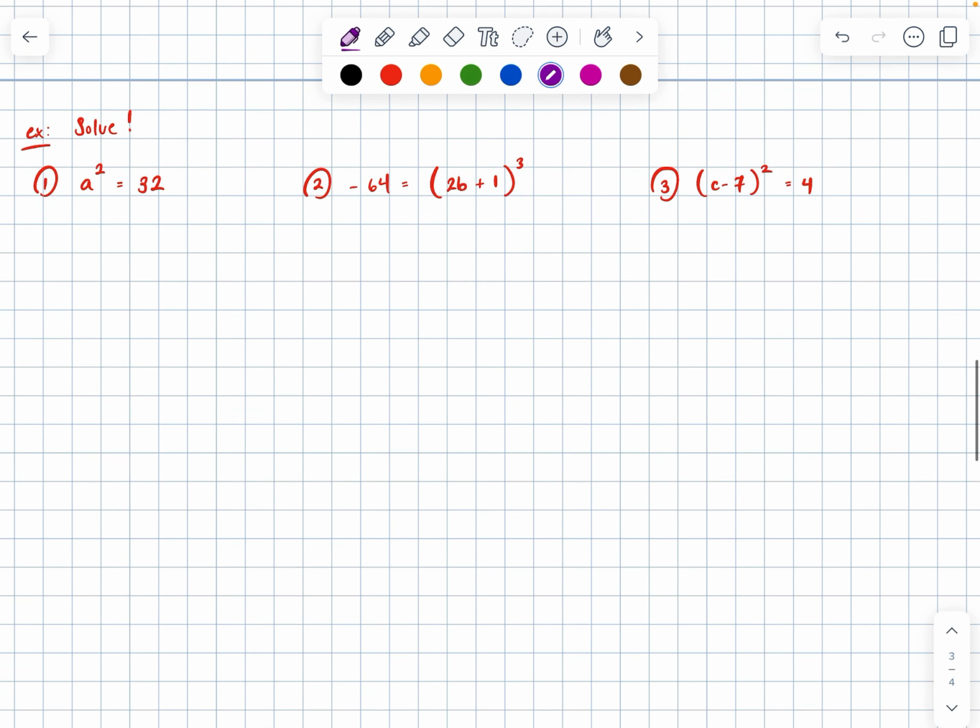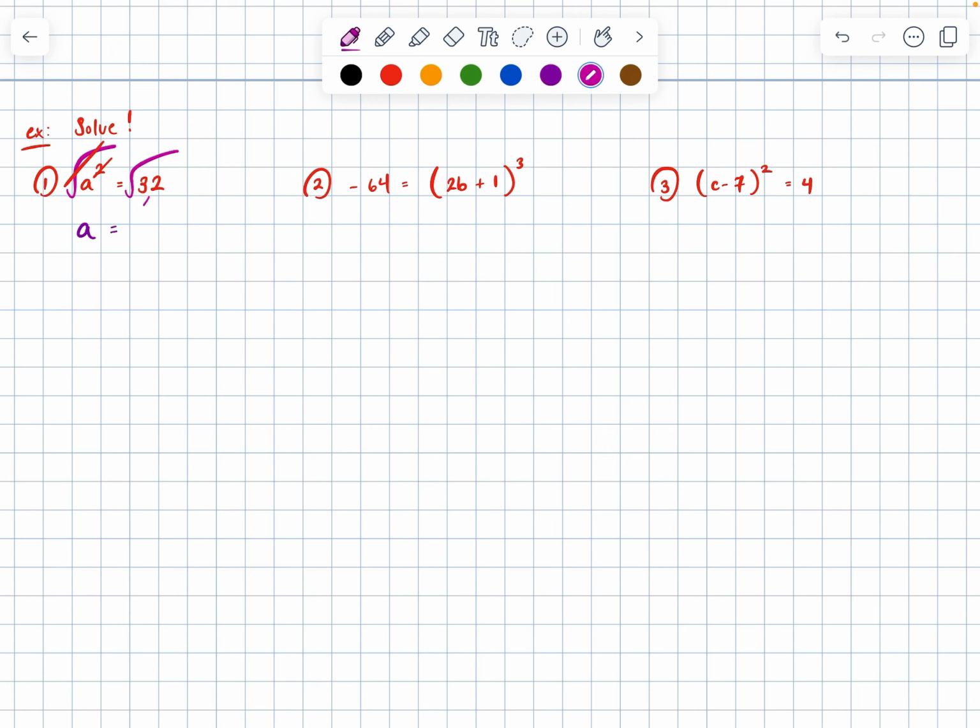Go, go, go. Use some inverse operations. Let's find the values of a, b, and c. And stop. For number 1, my goal is to get a by itself. Well, if I want to undo a square, let's use a square root. Taking the square root of both sides, on the left, the square root of a squared is just a, and on the right, the square root of 32.